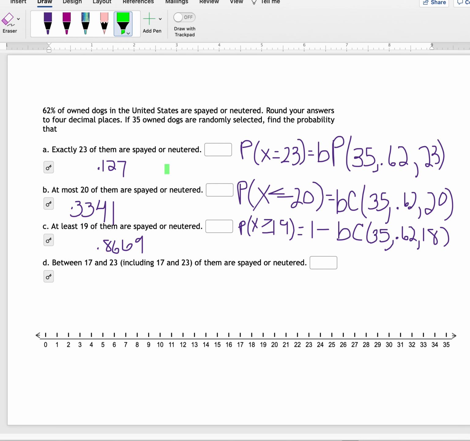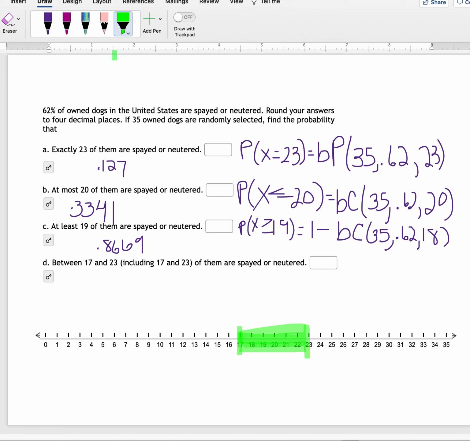Okay, I'm going to highlight in green what we want, and then I'm going to highlight in pink what we don't want so that we know what we need to subtract off. This one says we want everything between 17 and 23, including 17 and 23. So we want 17 all the way up to 23, including 23. So all of these values is what we want to include.